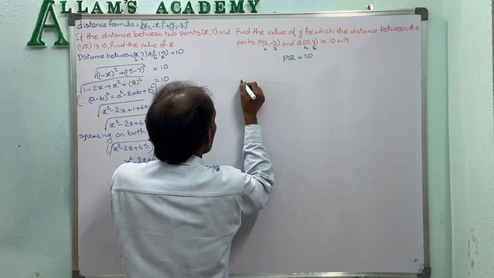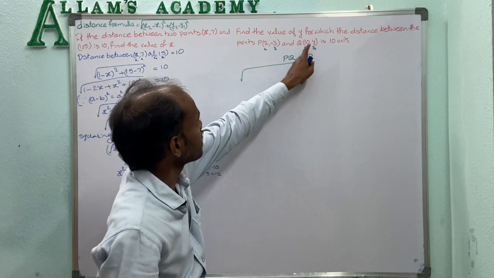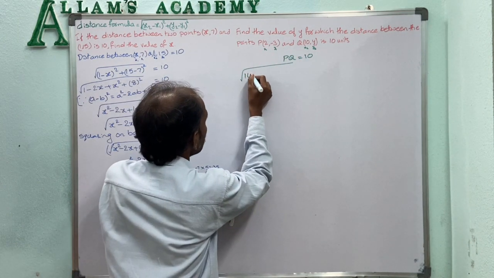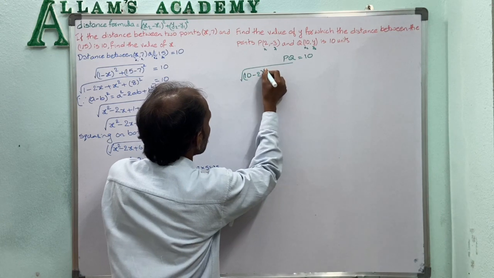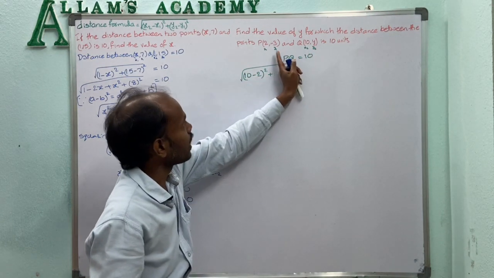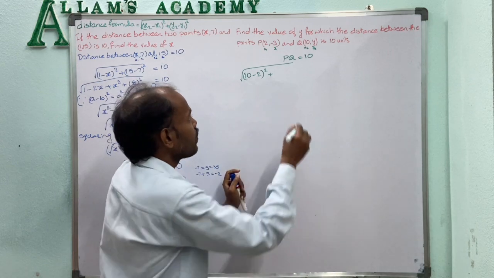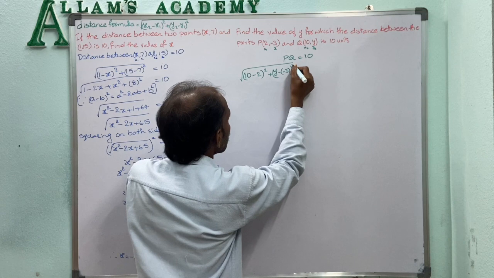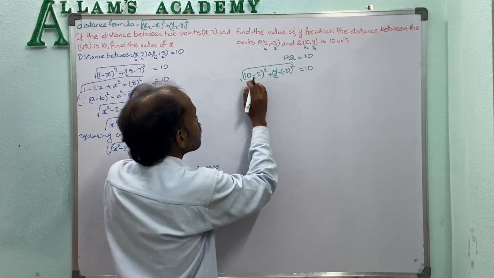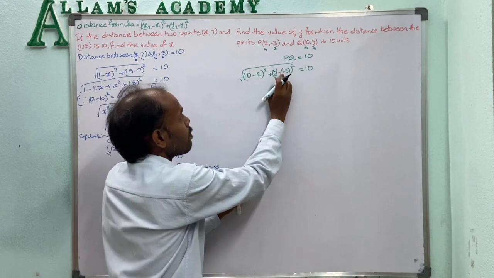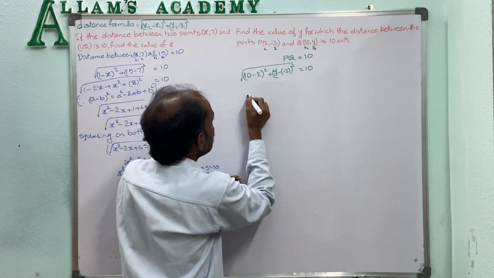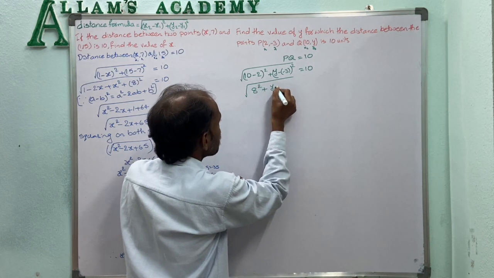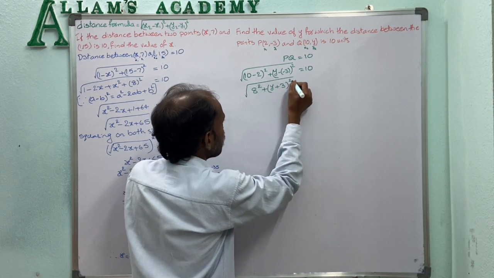Now that is the square root of (x2 minus x1), that is 10, x1 is 2, so (10 minus 2) whole square, plus (y2 minus y1), y minus of minus 3, is equal to 10. So 10 minus 2 is equal to 8, minus of minus 3 is equal to plus 3. So the square root of 8 square plus (y plus 3) whole square is equal to 10.